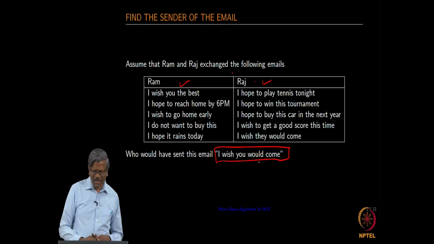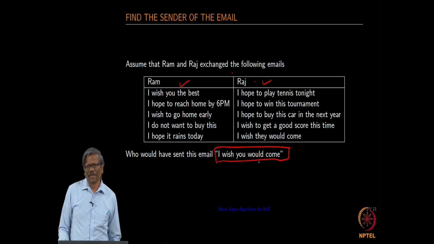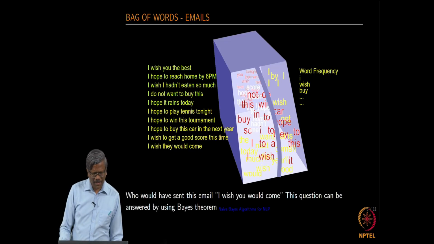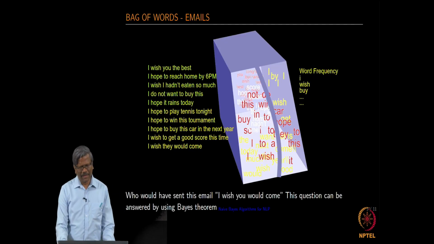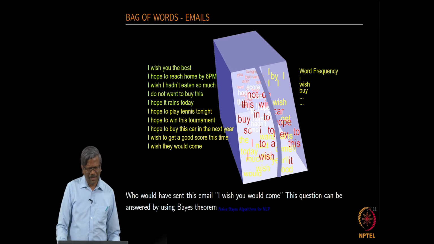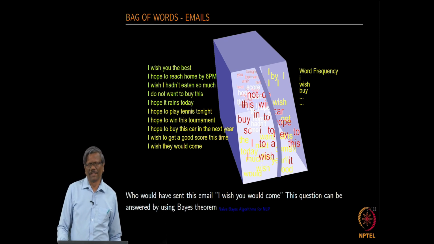So, let us look at how this could be mapped into Naive-Bayes, and let us see how we can solve it step by step. Before that, I would like to remind you that we are going to be using bag of words. I am sure you remember what bag of words is. I have just represented this using some simple graphics.